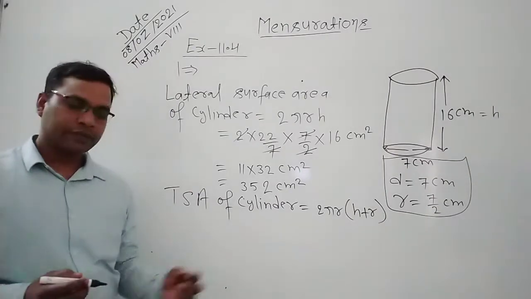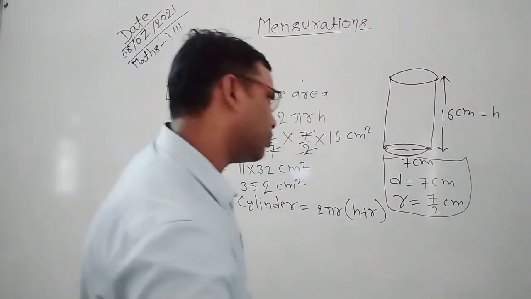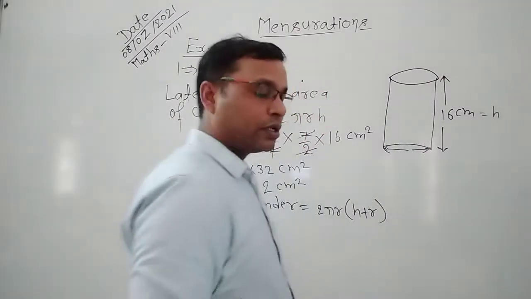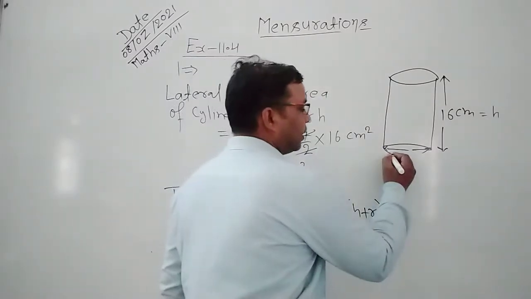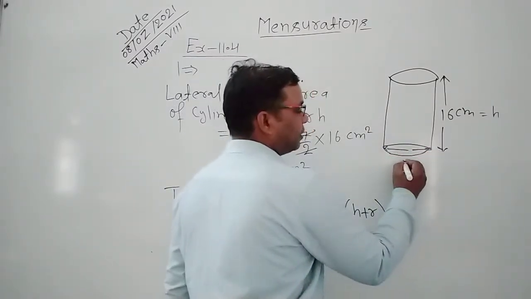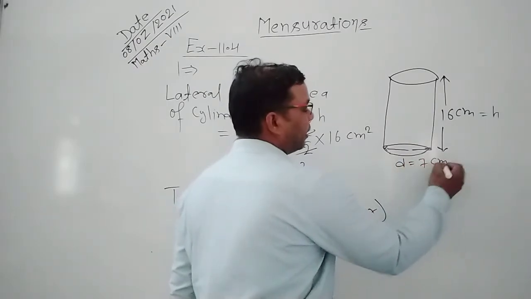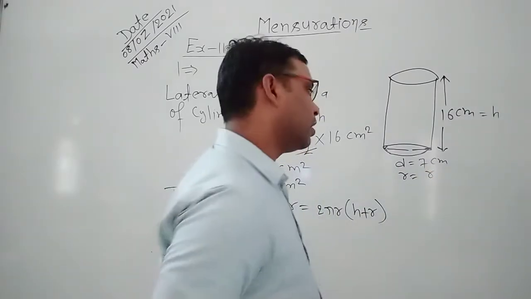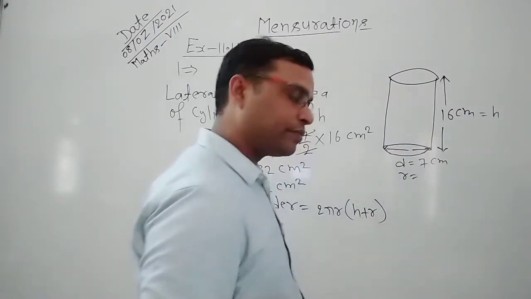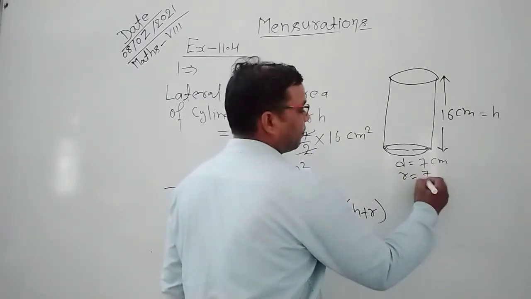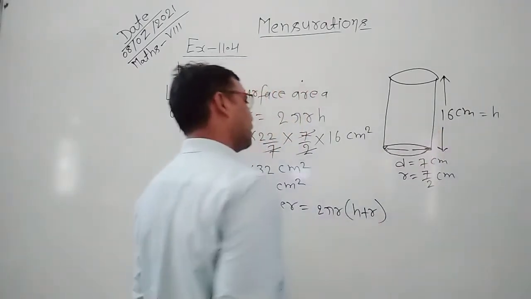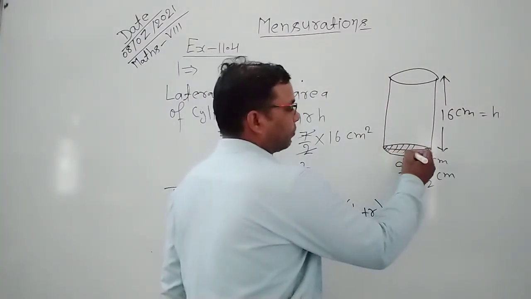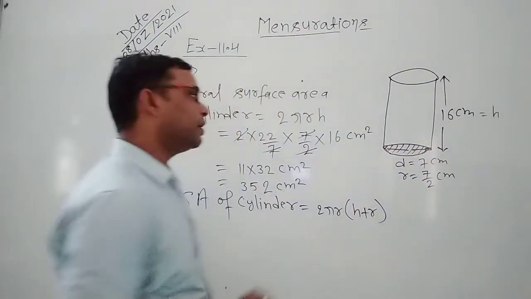This is clear? So the value of H is given here, 16 centimeter, and D is also given. The diameter of the cylinder D is equal to 7 centimeter, and you know very well the radius is half of the diameter, so the radius becomes 7 by 2 centimeter. This is clear. Now this part of the cylinder is the circular part.